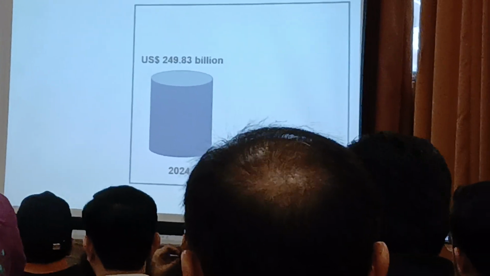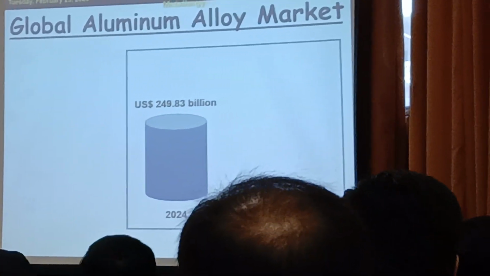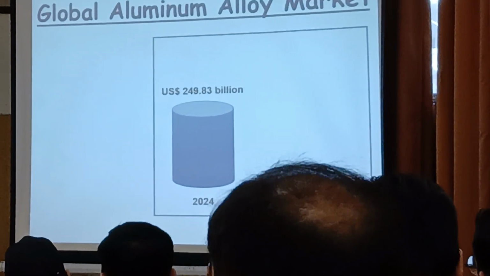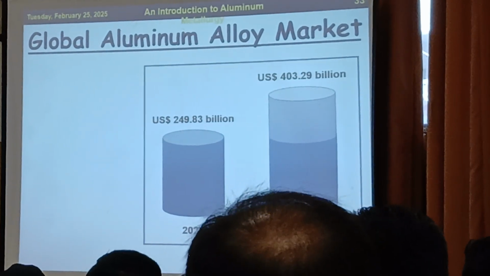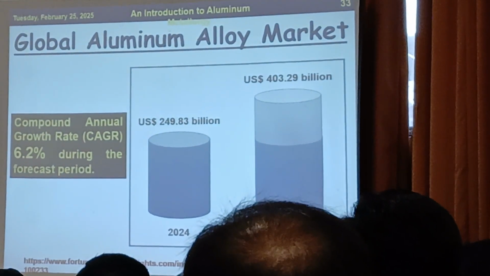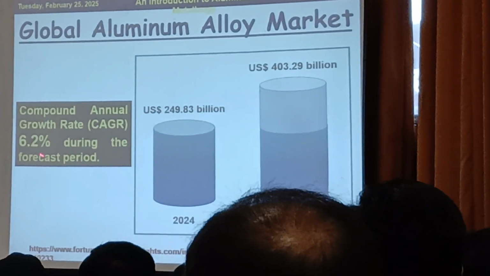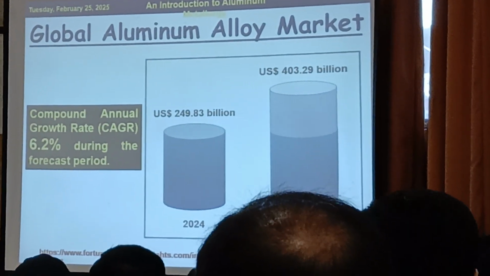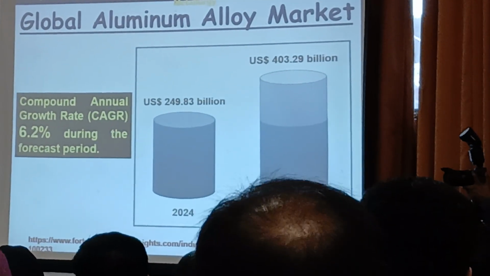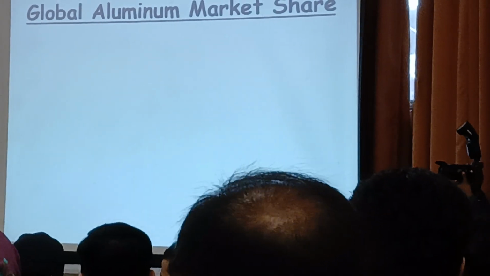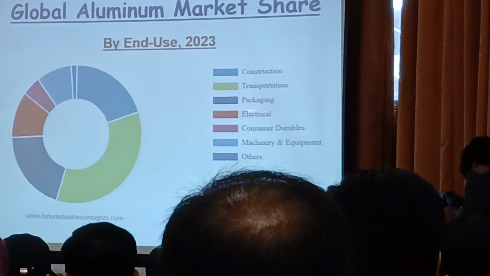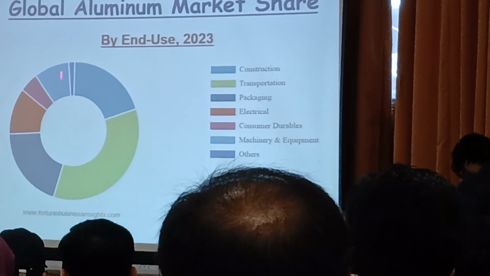The global aluminum alloy market in 2024 was around $250 billion and is projected to grow to more than $400 billion by 2032, with a compound annual growth rate of 6.2%. And what is our share in this market? Nil. No share. Pakistan has no share in this international market, the global market. You can see that it is used for transportation and applications like this. This is the share.